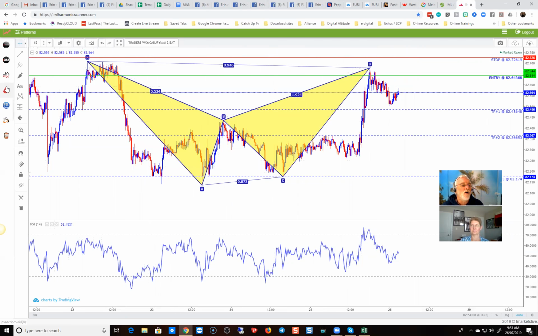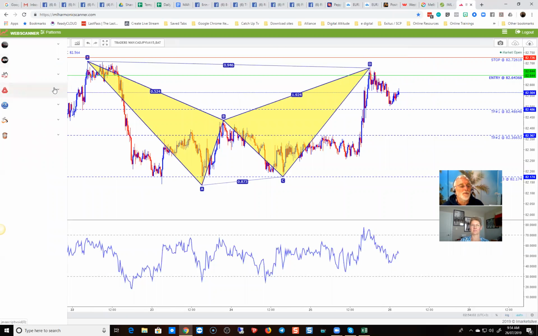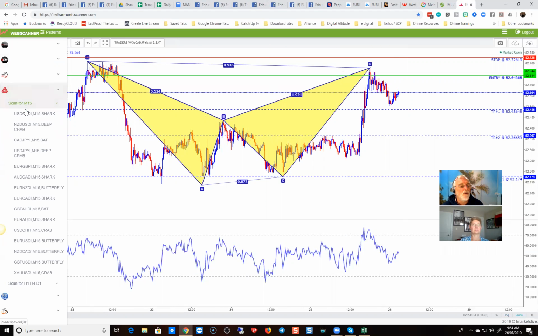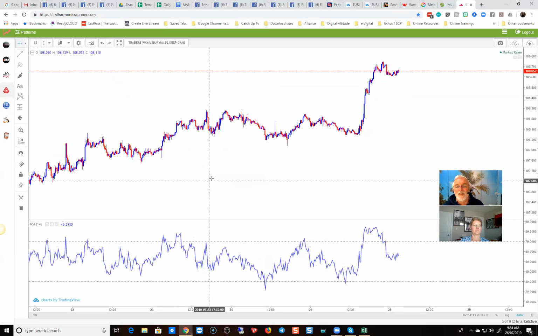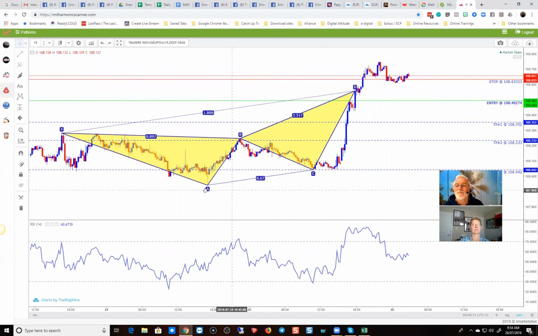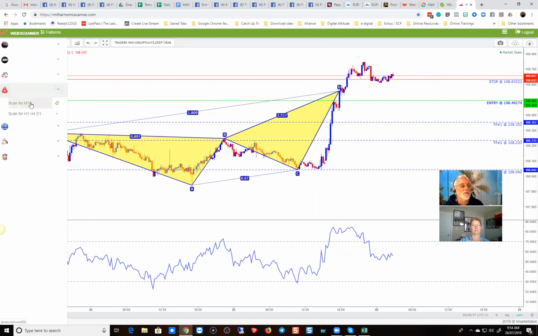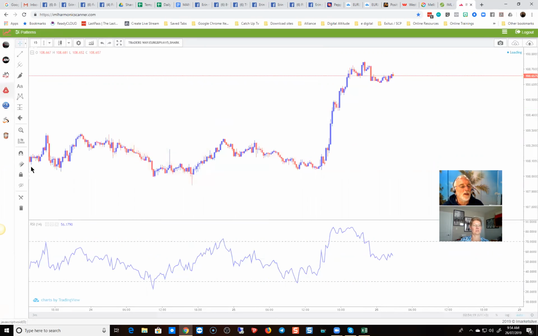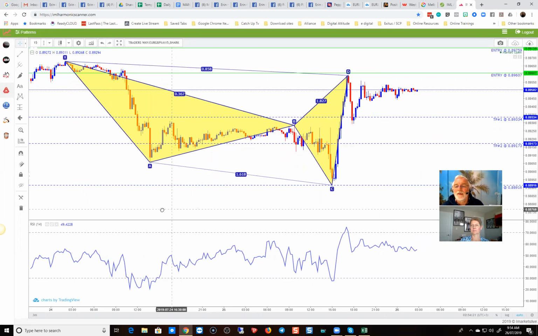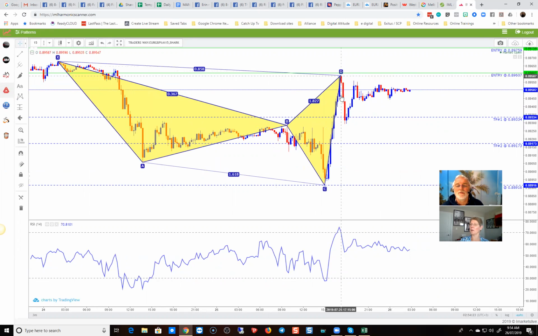And there's a whole lot of them. Depending on which broker, you can choose a whole lot of different ones down here. Here's another one, and even more. This one kind of looks like a shark. It says up there, that's a shark pattern.